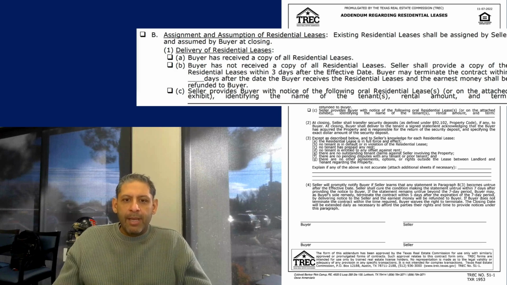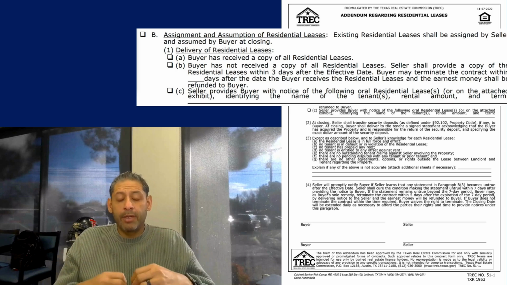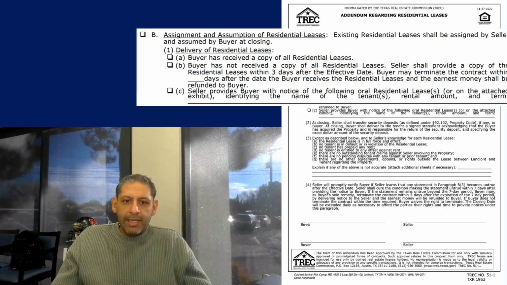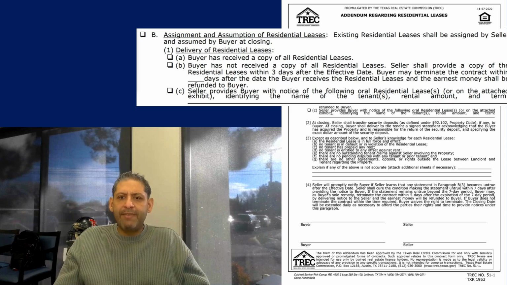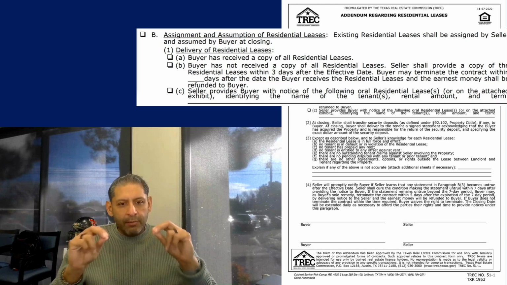This is talking about whether the buyer has received a copy of the residential leases. At the time you go under contract, this addendum is saying, yes, we've received them. If you haven't, then you're going to select subsection B: buyer has not received a copy of the residential leases. And then you've got 3 days, or the buyer may terminate within blank days after the date the buyer receives the leases, and the earnest money shall be refunded. This is a really important thing.